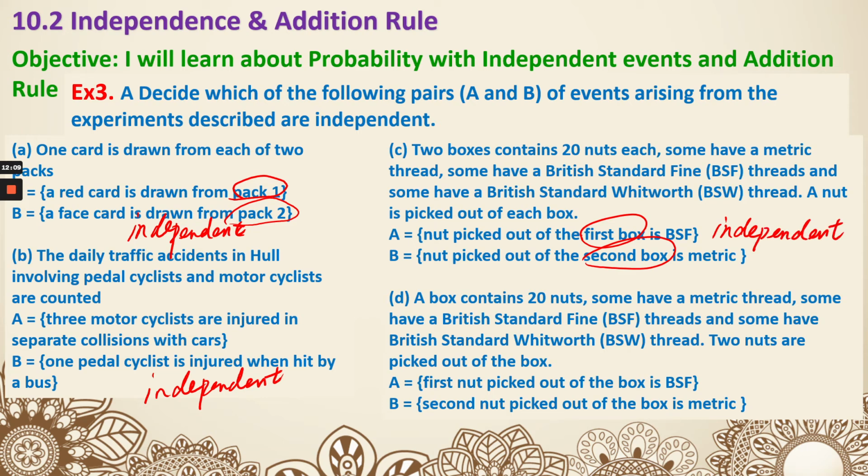Okay, D. 1 box this time contains 20 nuts. The first nut picked out of the box is BSF. The second is metric. So this time it is dependent. Reason? Because you are picking from the same box. After you pick out 1 from that box, you have fewer things left inside. So you're going to have a different probability when you pick out the second one. So it is being affected by the first pick.